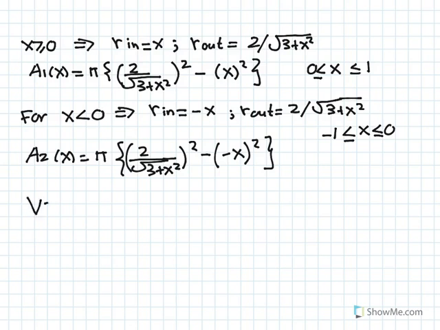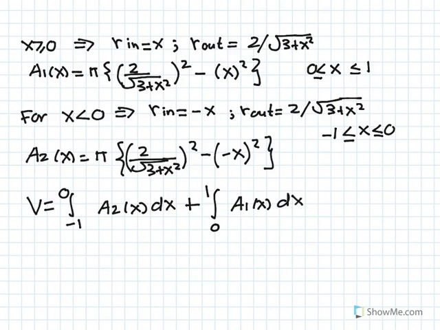So the volume is going to be the integral from negative 1 to 0, A2 of x dx, plus integral from 0 to 1, A1 of x dx. But you will notice that the bounded region is symmetric about the y-axis. So we can take the right half of the region, revolve it about the x-axis, find the volume, multiply by 2, and find the entire volume.